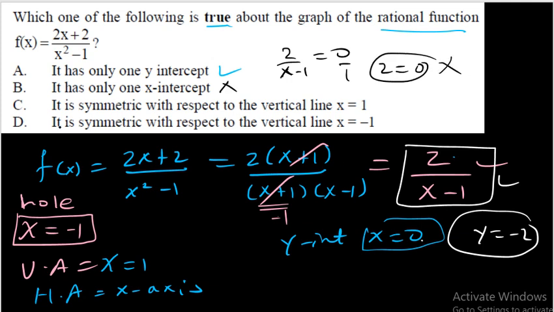So B is wrong. The other choices say it is symmetric with respect to the vertical line x = 1, and symmetric with respect to the vertical line x = −1. We cannot deduce that, because to say it's symmetric with respect to the origin or the y-axis, the given function has to be either an odd or even function. So the answer necessarily has to be A.